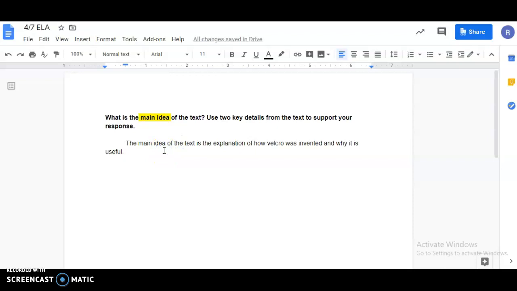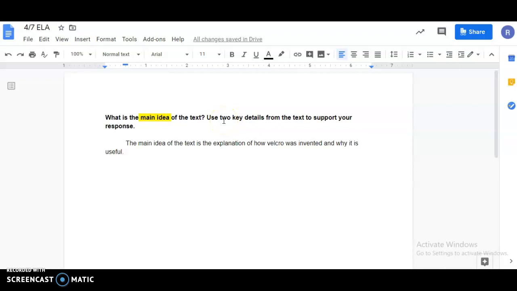So right now I'm going to reread what I wrote, and I'm going to see, do I restate the question and do I answer it? What is the main idea of the text? The main idea of the text is the explanation of how Velcro was invented and why it is useful. So it's kind of two parts. How it's invented, why it's useful. Now I need to go into the C's of RACE.